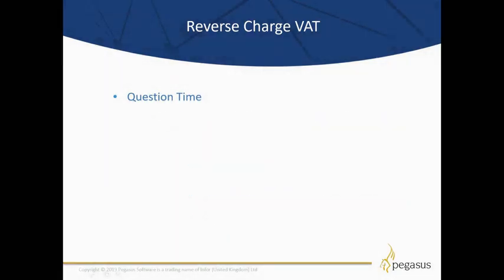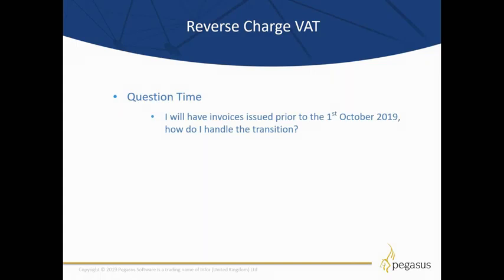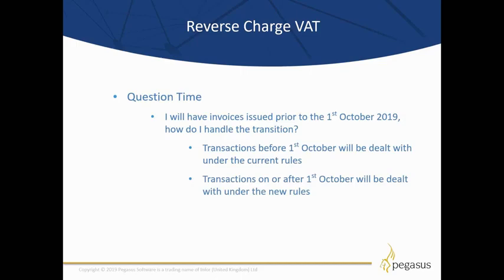Time is very short. Obviously, transition from one regime to another regime will have some issues. You'll no doubt be raising and receiving invoices to your customers and from your suppliers all the way up to the 1st of October 2019. So, how do you handle the transition? Transactions that are dated before the 1st of October 2019 will be dealt with under the current rules, but the transactions that are dated on or after the 1st of October will obviously fall into the new regime, in which case you need to make sure that your sales applications and invoices are being issued under the reverse charge VAT rules. Similarly, any subcontractor application and invoice you receive that are dated on or after the 1st of October need to be treated under these new rules.